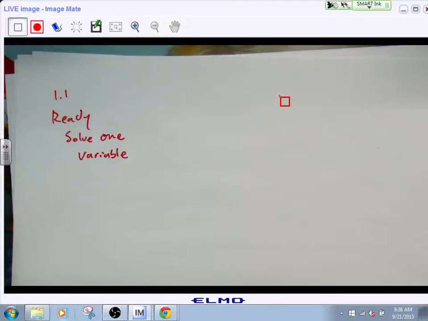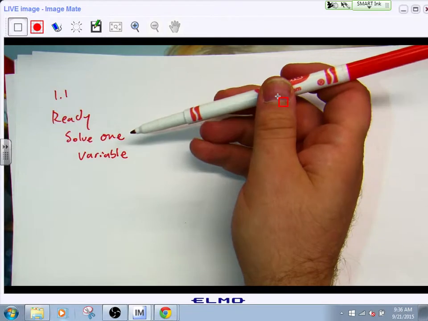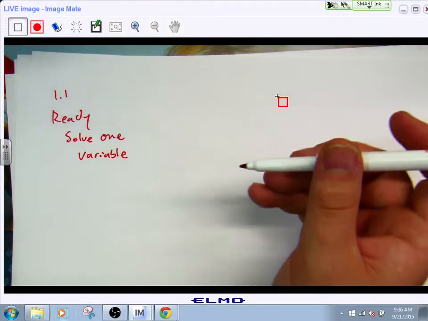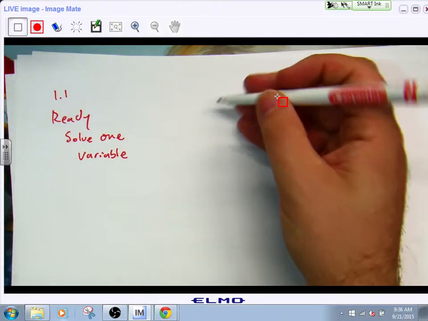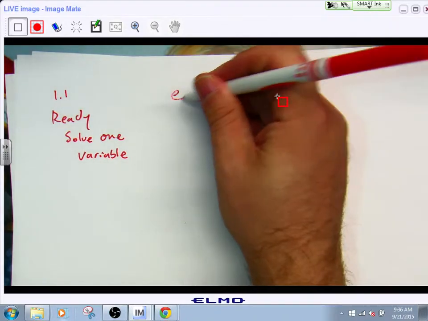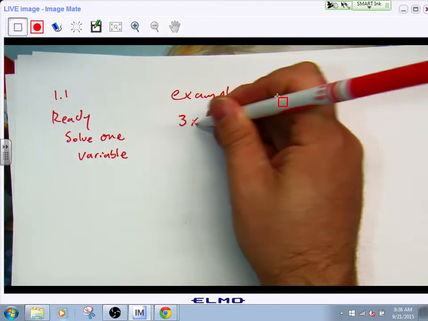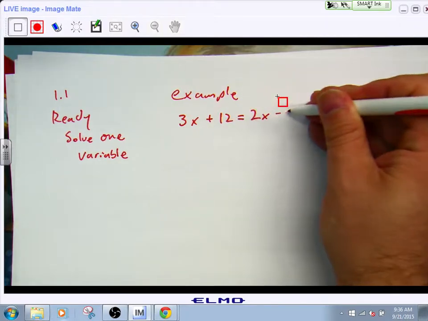All right, so in the Ready section of 1.1, it asks us to solve one-variable equations. These are just kind of a build on the one- and two-step equations that we've done before, except sometimes we might see a problem. So this is an example I'm coming up with that looks something like this. It might say 3x + 12 is going to equal 2x - 4.